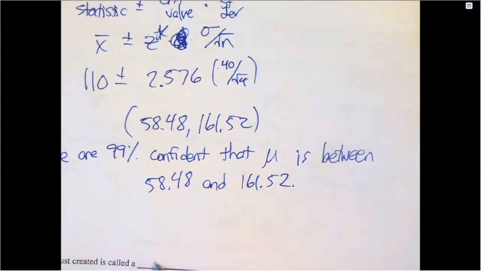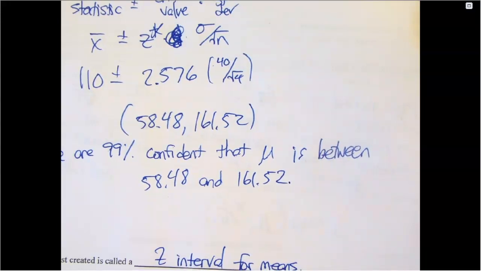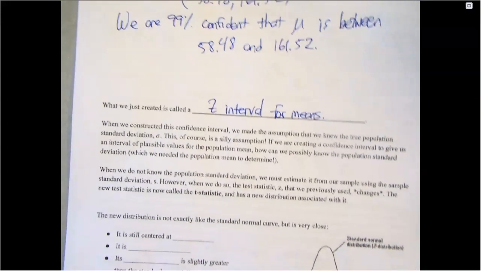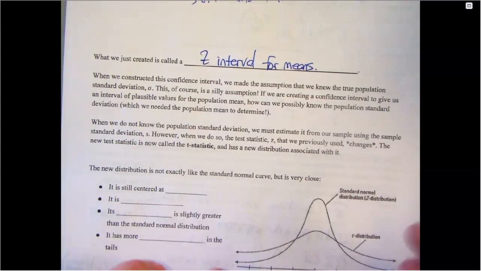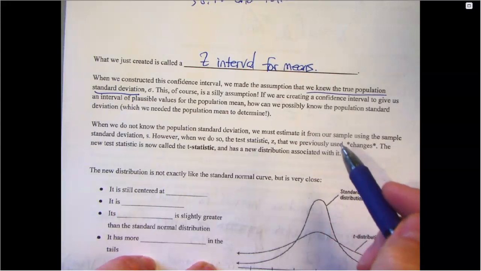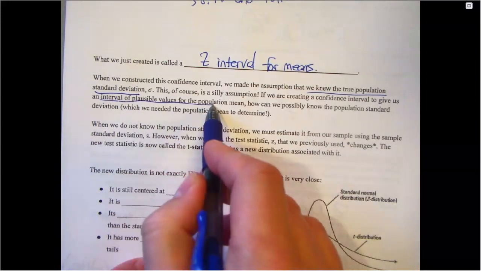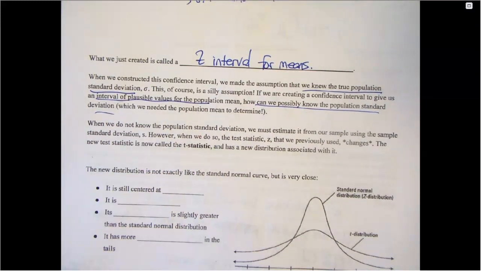Okay, so we just did a z interval. So when we constructed this, we assumed that we knew the true population standard deviation. This, of course, is silly, because if we were trying to find an interval of plausible values, how could we possibly know the standard deviation, which we need? You get in a cyclical thing, where you're using something that you know to try to predict the thing that you already know.